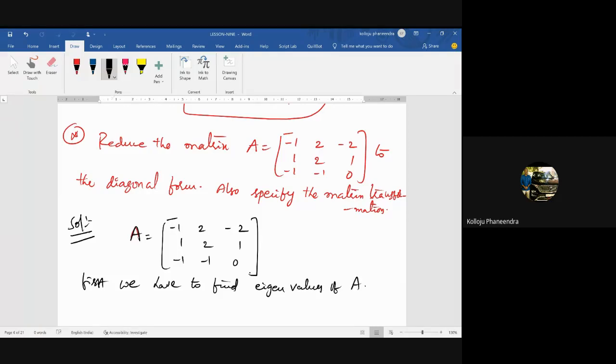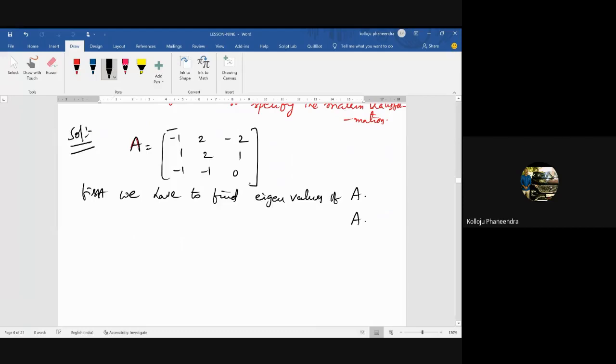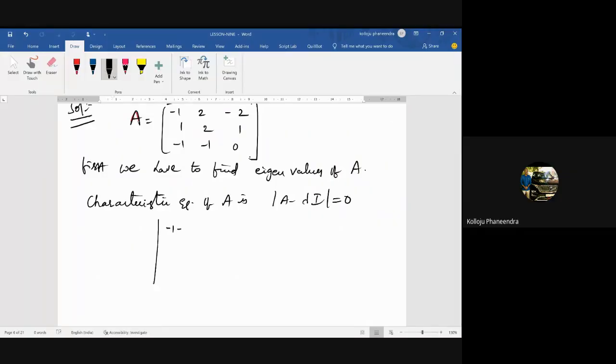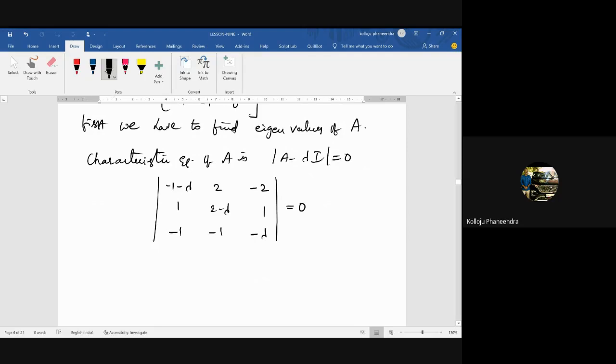For that, what is the procedure? Eigenvalues of A: the characteristic equation of A is what? Determinant of A minus lambda I equal to 0. So this is -1 minus lambda, 2, -2; 1, 2 minus lambda, 1; -1, -1, negative lambda, equal to 0. From the diagonal positions, you subtract lambda. This gives lambda cube. After simplification, lambda cube minus lambda square minus 5 lambda plus 5 equal to 0.